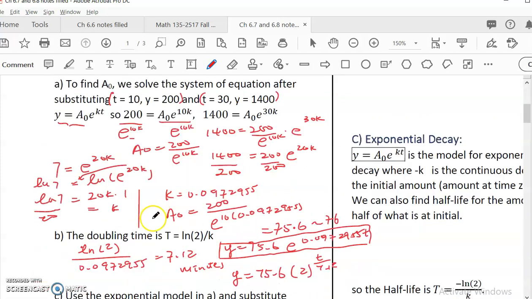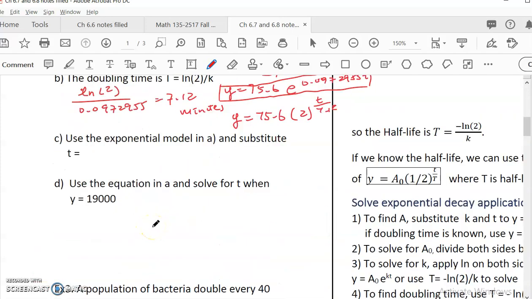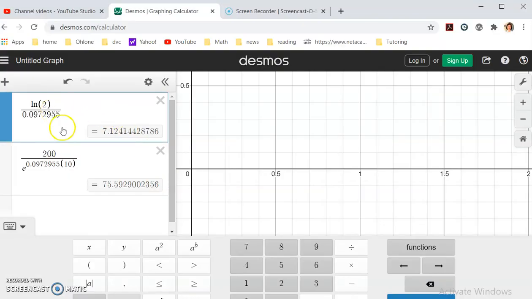In this case, t is 95, right? So my y would equal 75.6. I'm going to use the exponential model, e to the 0.0972955 times 95. And that should give me the amount of the bacteria after 95 minutes. So put it in.